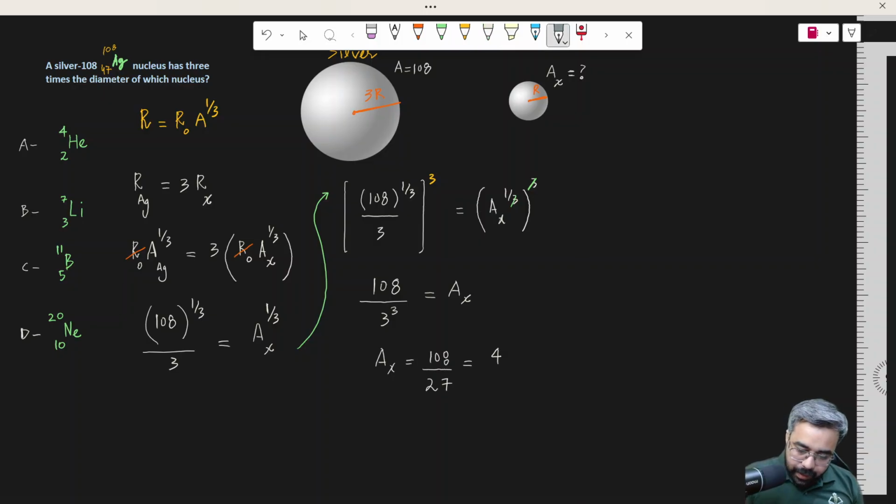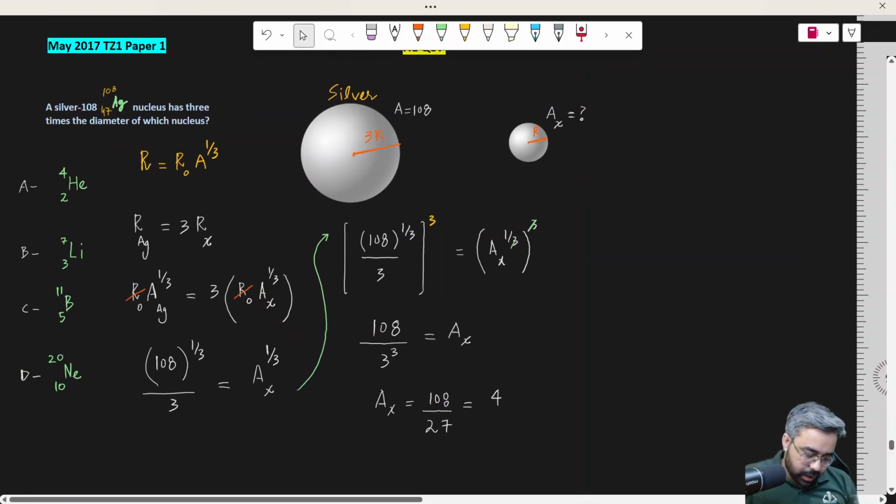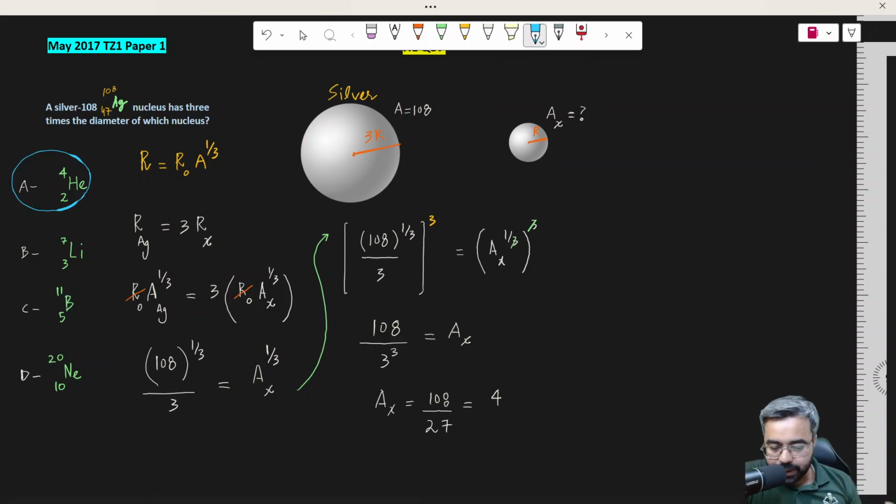It means that, according to Rutherford's estimated radius equation, it must be helium, which means option A is the right answer. Now see that although silver has a higher nuclear number, with a larger number of protons and neutrons in its nucleus, helium is relatively very light. But you can see that the radius of silver is three times the radius of helium, even though there's a huge difference in their masses. So the right answer is option A.